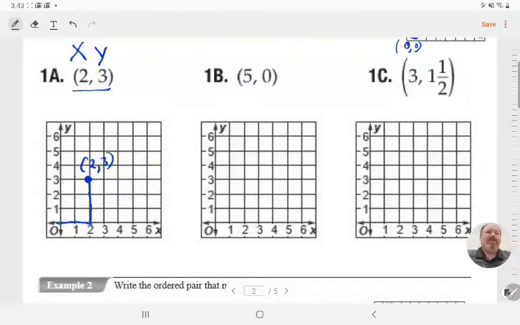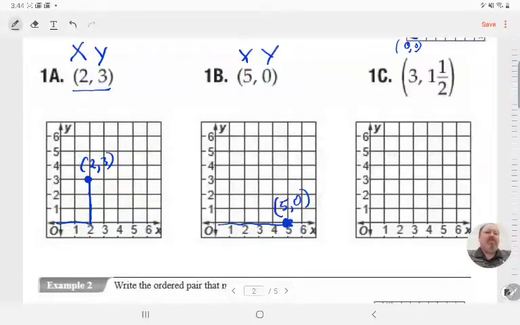Okay? Let's try 1b. This is my x, this is my y. I go to the right 5, and then it's 0. 0 means I don't go up or down. I don't go either direction. I stay on the axis. So I go 5: 1, 2, 3, 4, 5. I don't go up or down, so my point is right there. And this would be labeled as (5, 0). Okay?